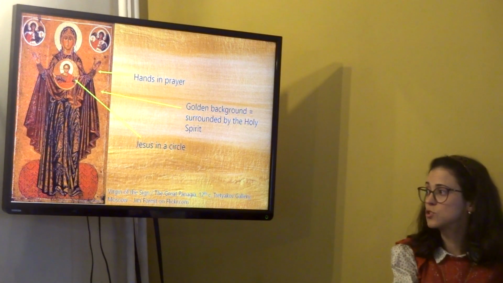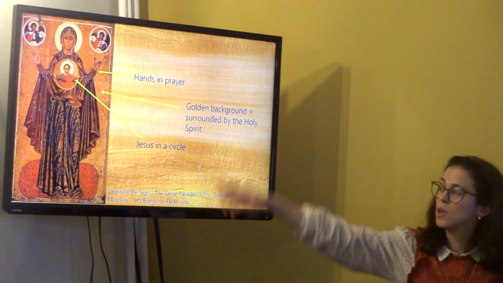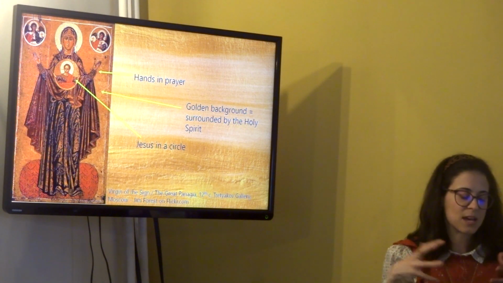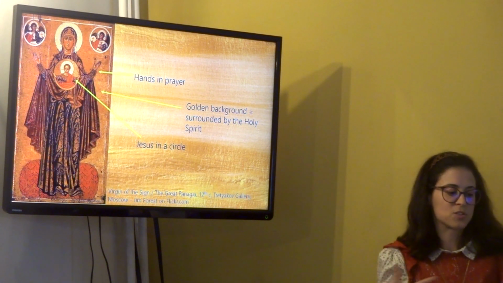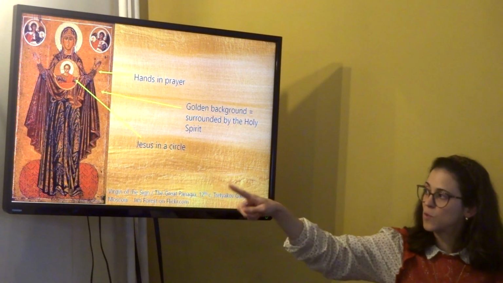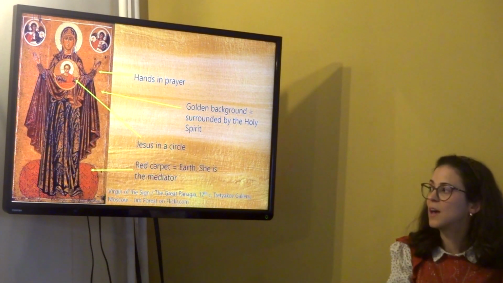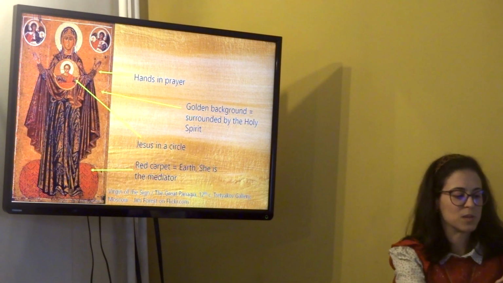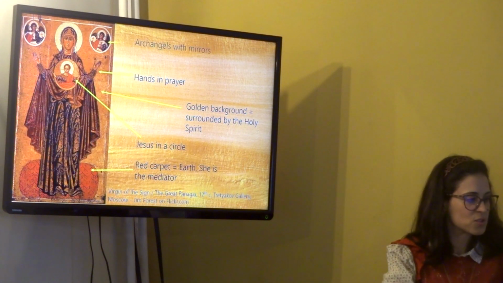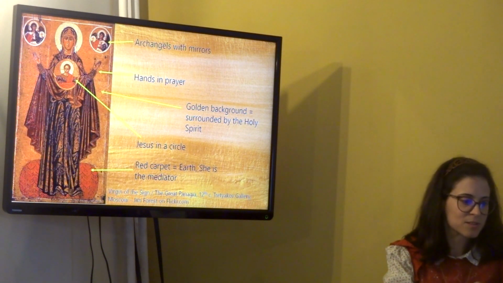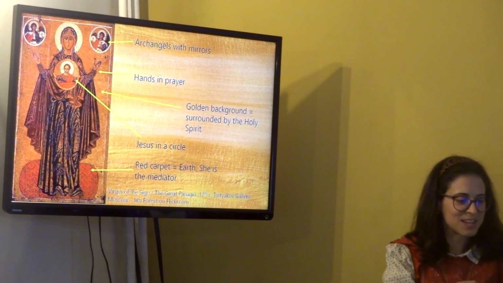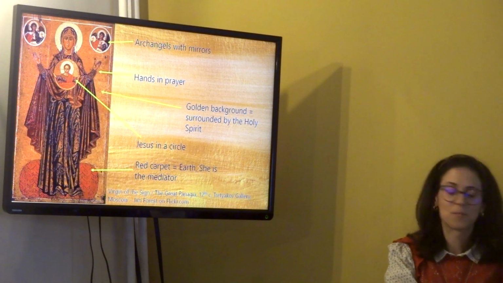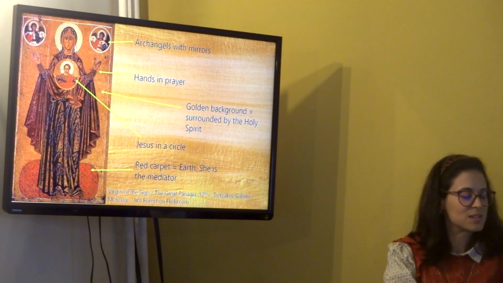The whole background is golden. We can see in this one the whole icon is golden, and that signifies that she's submerged in the Holy Spirit. It's only the red carpet at the bottom that represents the earth, and that means that she is the mediator between heaven and earth. And then the archangels at the top have mirrors, apparently, that reflect truth, sincerity, the content of the heart, and the conscience. So that's the Our Lady of the Sign.